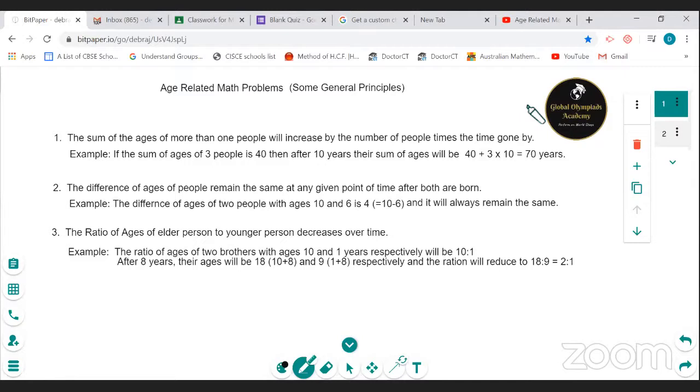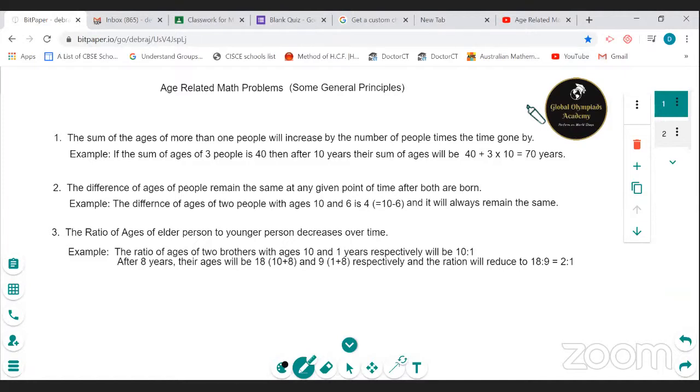The second important principle used in these kinds of problems is that the difference of ages of people remains the same at any given point of time after both are born. For example, the difference of ages of two people with ages 10 and 6 is 4, because 10 minus 6 is 4. That difference will always remain the same. So once they grow up, if the elder one is at the age of 40, the other one will be at the age of 36.